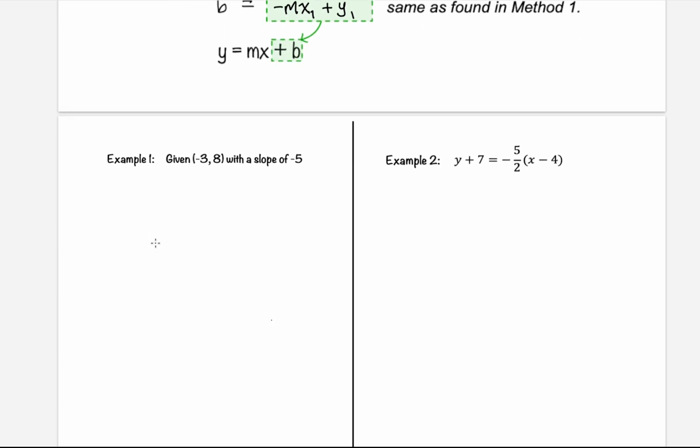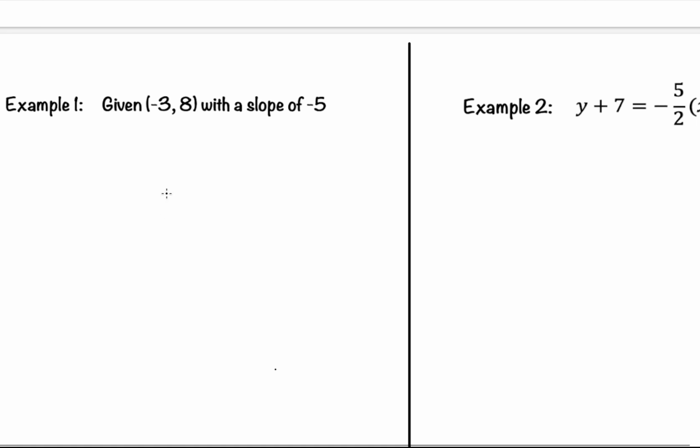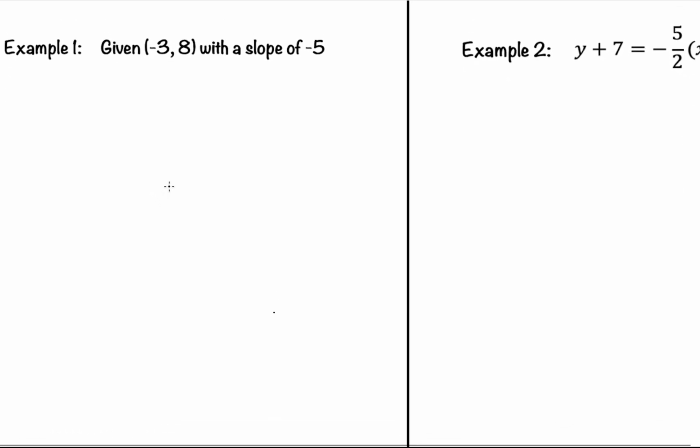So let's practice doing that here. Example 1: we have the exact same equation, the exact same point and slope that we had from the first example in method 1. So we're going to apply this method. Instead of point slope form, we're going to do y equals mx plus b, and then we're just going to substitute the values that we know. We know we have x1, we know we have y1, and we have m.